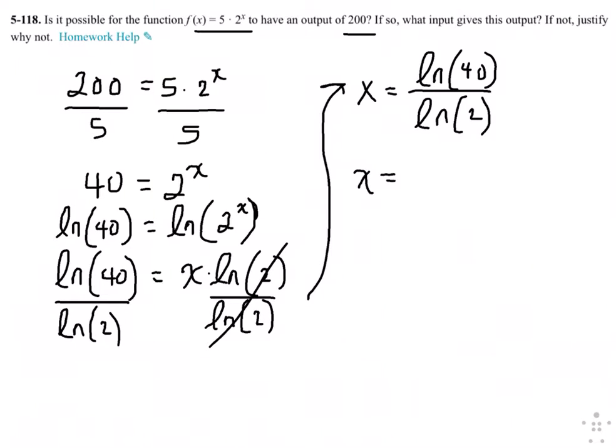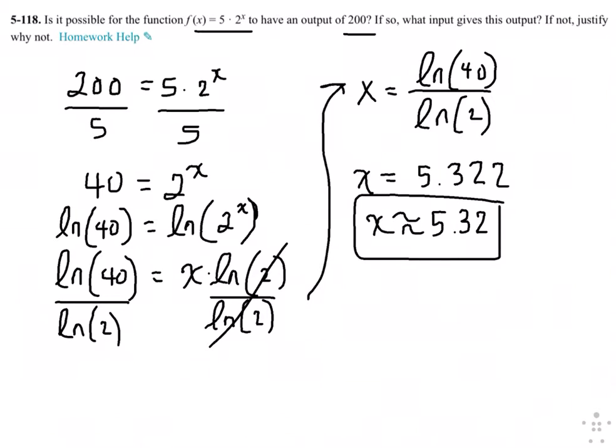And if I type that into my calculator, natural log 40 divided by natural log 2, I get 5.322, right? So x is approximately 5.32. So the question says, is it possible? Yes. What input gives this output? The input would be 5.32.